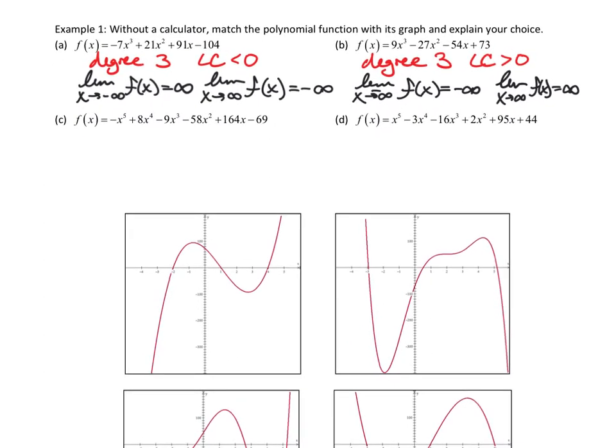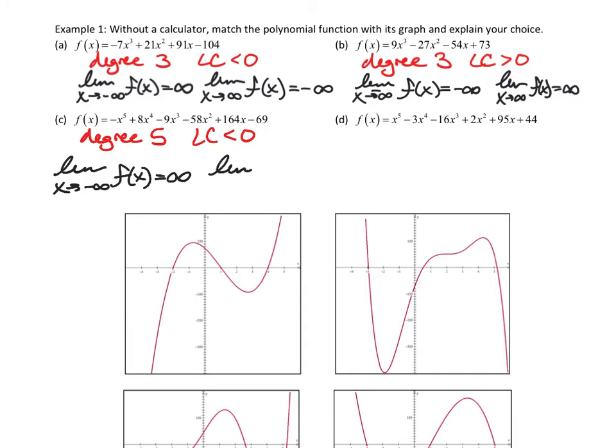We keep going. C has a degree of what? 5, and a leading coefficient that is -1, so less than 0. So a degree 5, that's odd, with the leading coefficient that's negative. Odd and negative means that on the left side we'll be going to positive infinity, and on the right side we'll be going to negative infinity.